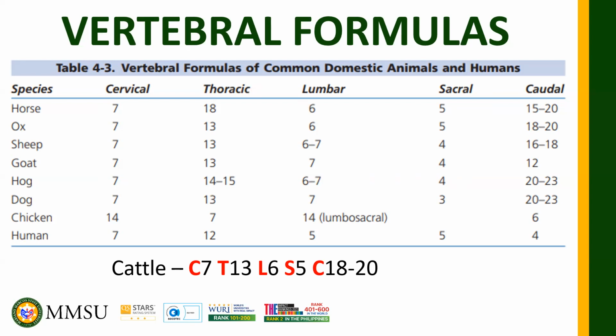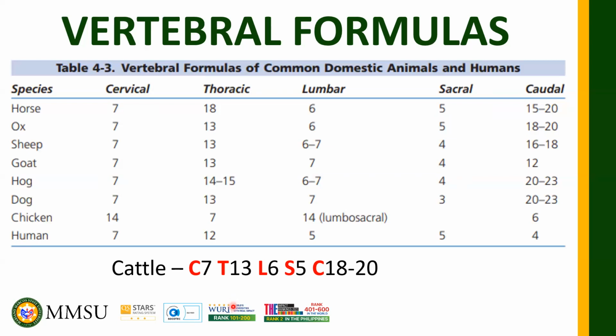So for example, for the cattle, this is the ox, this is the cattle. We can see there are 7 for the cervical vertebrae, and then 13 for the thoracic, and then 6 for the lumbar, 5 for the sacral, and then for the caudal, 18 to 20. Always take note that the cervical, thoracic, lumbar, and sacral are almost constant. What is not constant, or has a range, is usually the caudal.